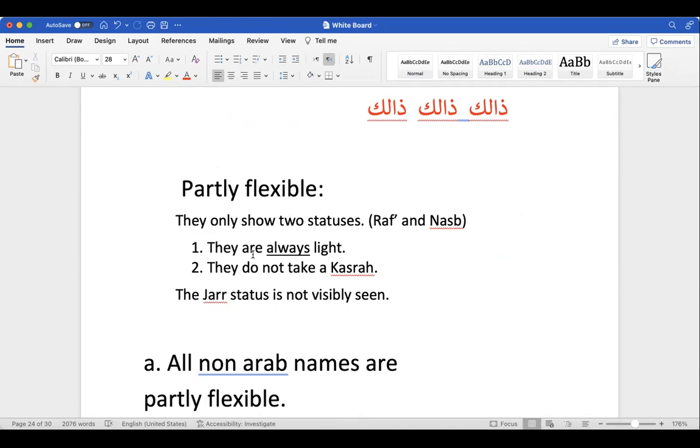We were actually discussing what are the reasons for ism to be light, right? So the third reason was any ism which is partly flexible is always light. So you will get only u sound, a sound. You will not get un. You don't get that tanween kind of thing. And they do not take kasra as in majroor. They will not have e sound. They will have only a sound. So jar is not visibly seen.